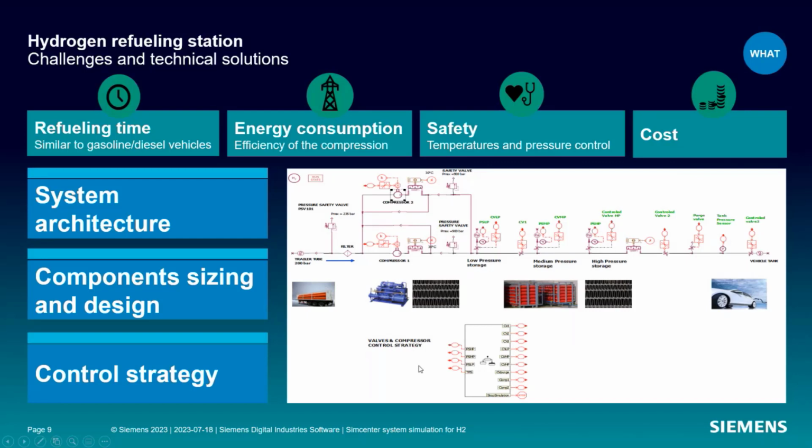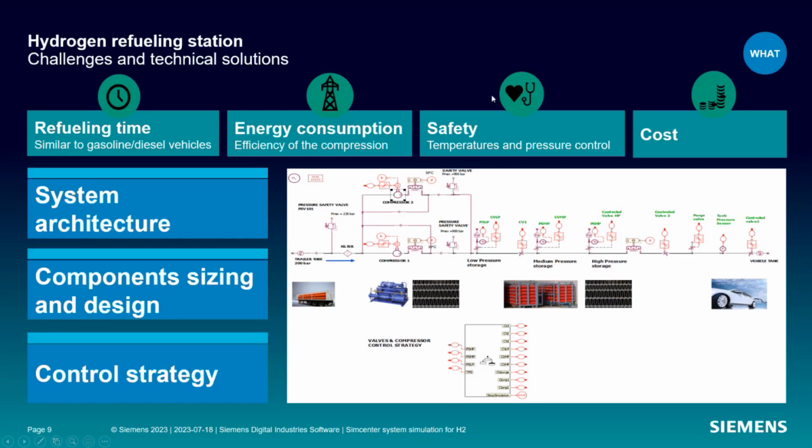The second application that I will introduce is a refueling station for hydrogen. So with different challenges. With a refueling station, you will need to be able to deliver hydrogen as quickly as possible in order to be comparable with conventional vehicles. But you will also need to consume as little energy as possible with the compressors that are used to compress the hydrogen up to 700 bars at the level of the vehicle tank.